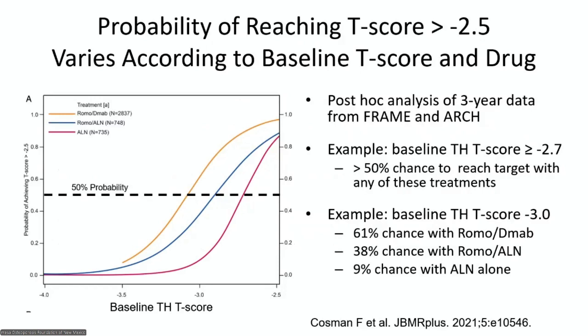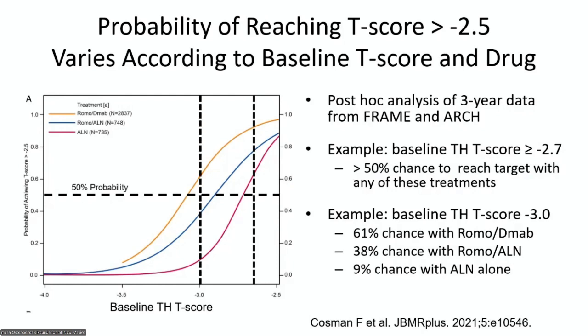This illustrates for you an analysis of data from FRAME and ARCH with romosozumab, looking at the probability of achieving a t-score that's greater than -2.5, which varies according to baseline t-score and the drug used. So here, as an example, if the baseline t-score is -2.7 or greater, then there's a 50% chance of reaching the treatment target of greater than -2.5 with any of these choices, with Romo followed by DMAB, Romo followed by alendronate, or alendronate alone. So no problem. You can use almost anything and do pretty well.